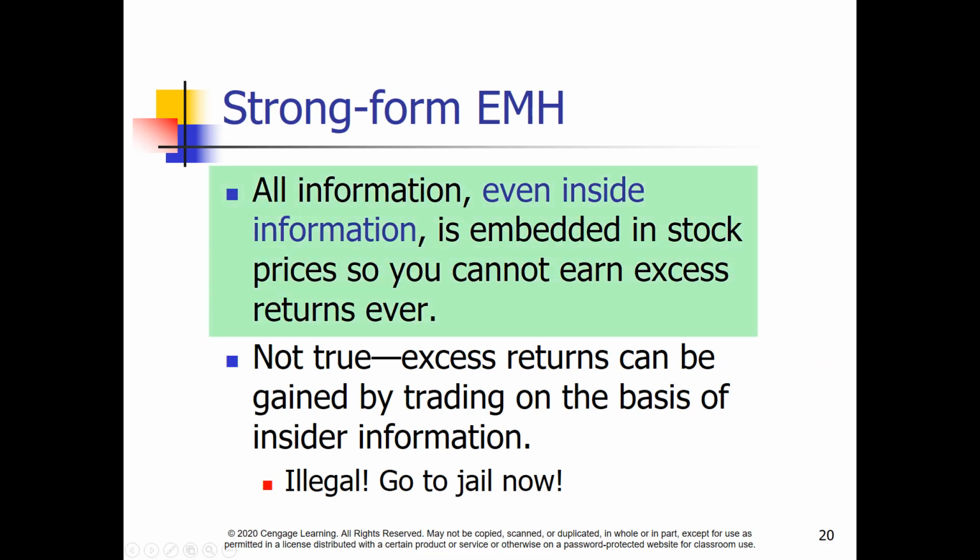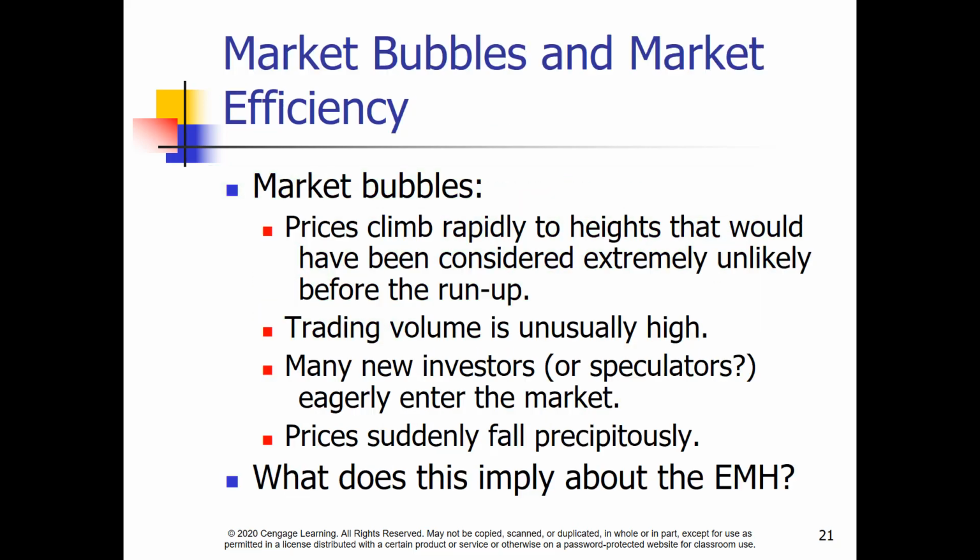Strong form efficiency states that stock prices reflect all information, public and private. Clearly, trading on inside information is profitable, but illegal. We've seen market bubbles in recent years, the so-called dot-com bubble from roughly 1997 to 2000, for example. In a bubble, prices rise quickly for no rational reason. Trading volume rises as well until the bubble bursts and prices decline quickly.